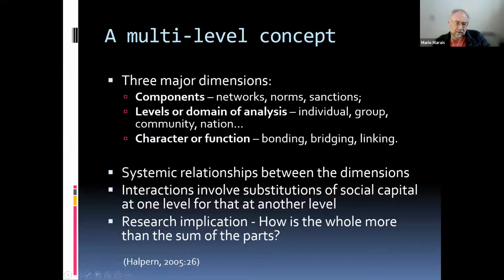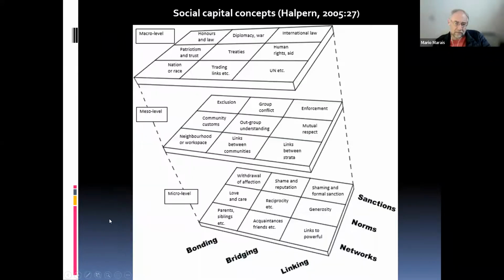And how's the whole more than the sum of the parts? That's a question. I've never seen this diagram somewhere else, but it's in Halpern's book. And so it just shows you that we've got sanctions, norms, and networks that define the context in a non-structural manner. And then we've got the more structural things. It says this is the kind of links that we have, the networks as linking, bridging, and bonding. And at the micro level, you're linking to the powerful, and then the norm is generosity. If you don't reciprocate, I buy you a drink, you buy me one back. And the sanction is shaming, and you're not part of the community anymore.